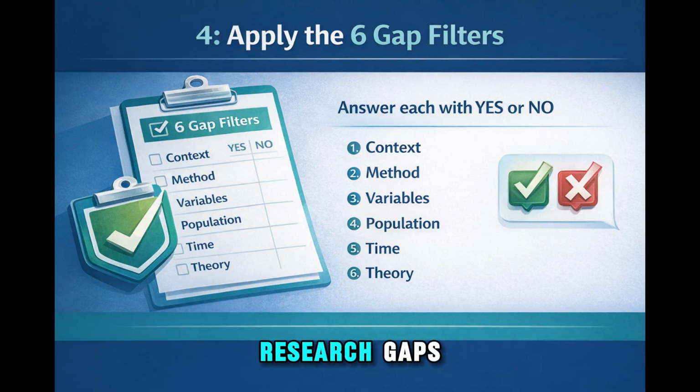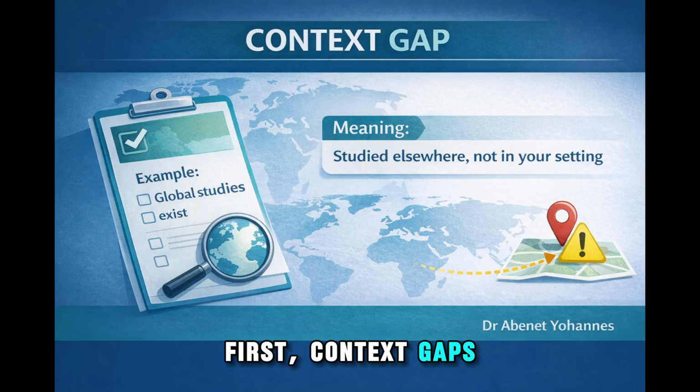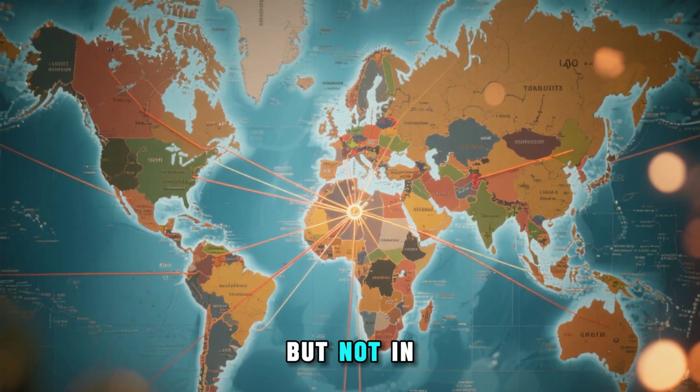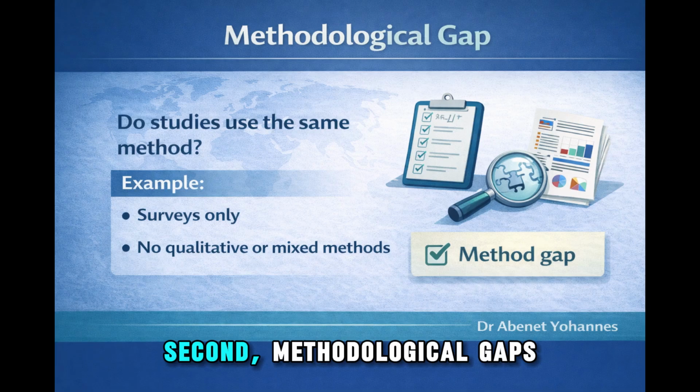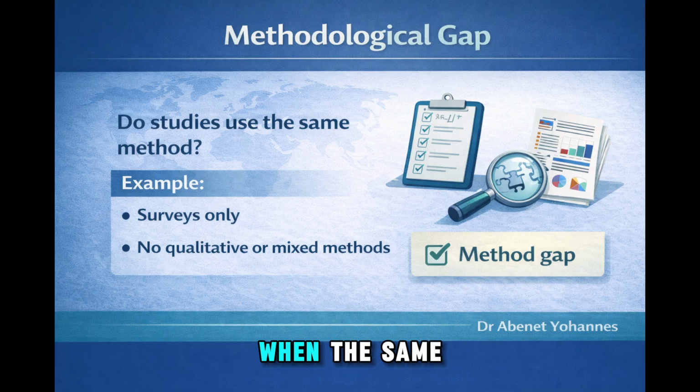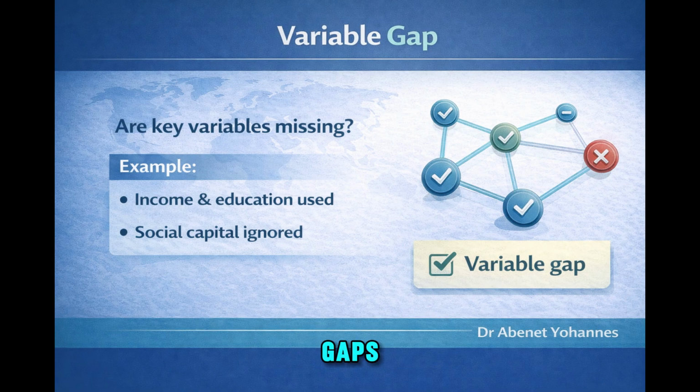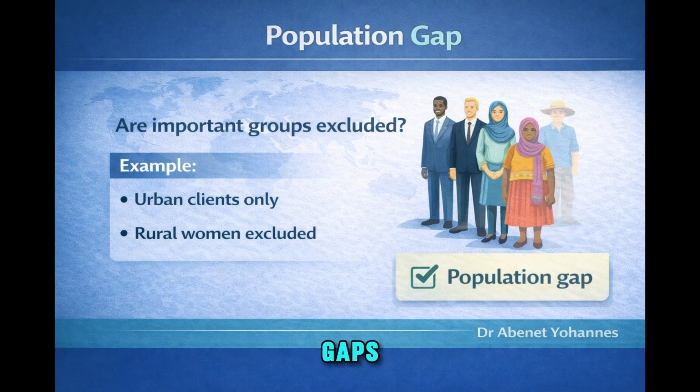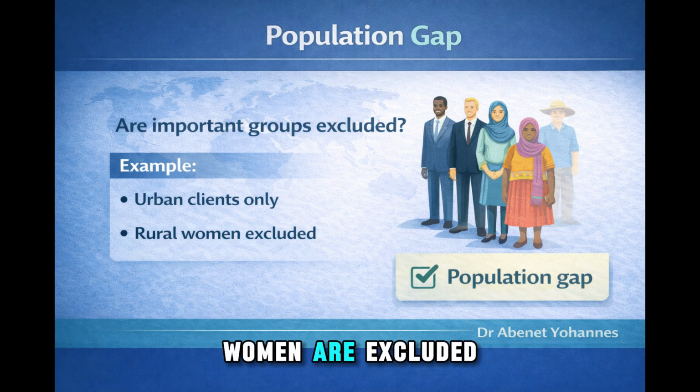Common types of research gaps. Most research gaps fall into a few common categories. First, context gaps, when studies exist elsewhere, but not in your country or setting. Second, methodological gaps, when the same method, like surveys, is used repeatedly, while others are ignored. Third, variable gaps, when important factors, such as social or behavioral variables, are missing. Fourth, population gaps, when certain groups, like rural communities or women, are excluded.